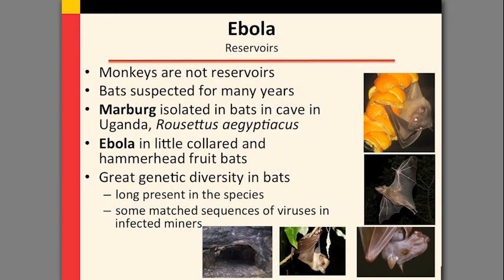So Ebola, where does it come from? How does it transmit from nature to humans? So monkeys are not reservoirs. What we know about Ebola now suggests that bats are the culprits, bats that inhabit deep in caves. And we know this from experience with a related virus called Marburg virus. The Marburg virus has been isolated in bats in caves in Uganda. And Ebola itself has been isolated in little collared and hammerhead fruit bats in caves. So they found it in bats.